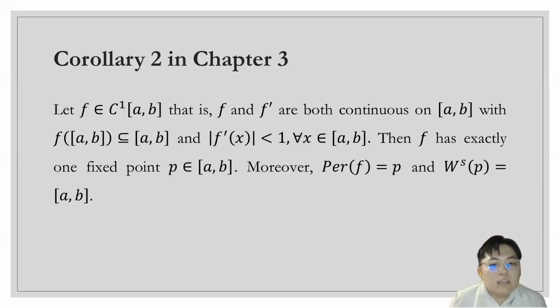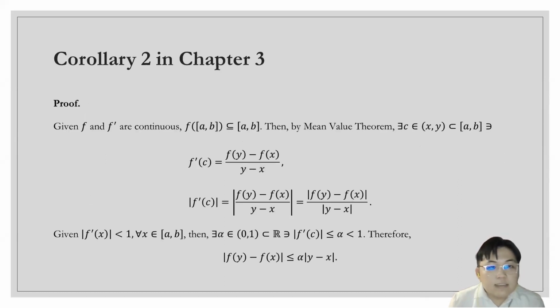So this is Corollary 2 in Chapter 3. Let f and f' both be continuous on the closed interval [a, b] with f([a, b]) a proper subset of [a, b] and |f'(x)| less than 1 for any x in the closed interval [a, b]. Then f has exactly one fixed point p in the closed interval [a, b]. Moreover, the period point of f is equal to p and the stable set of p is the closed interval [a, b]. So this is the proof.